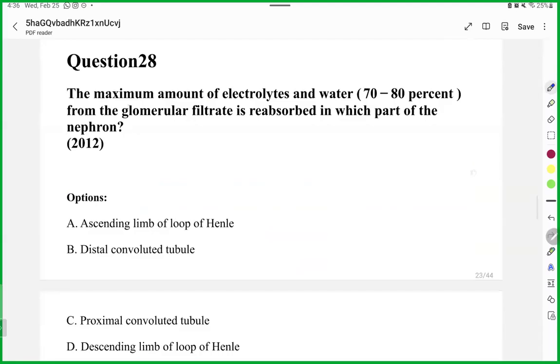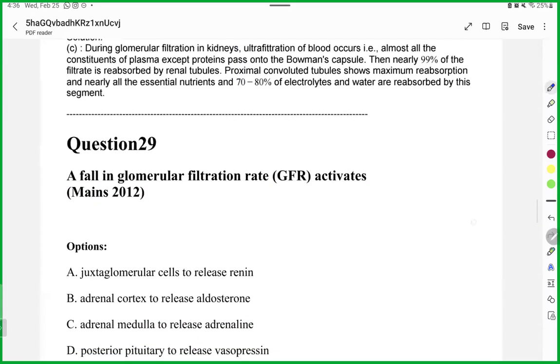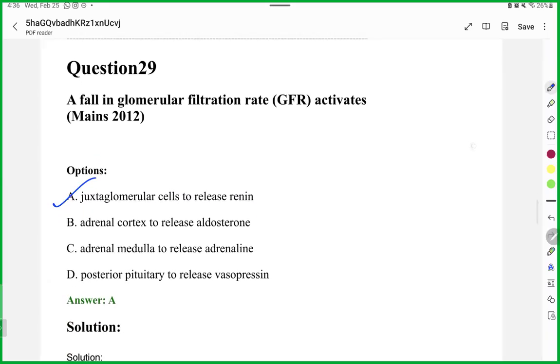Tanvi. Sir, descending limb of loop of Henle. PCT, 70 to 80% electrolyte. Oh, yes, water. Oh, yes, sir. Jordan. Fall in GFR activates juxtaglomerular cells. Option B. Correct. These cells release renin.